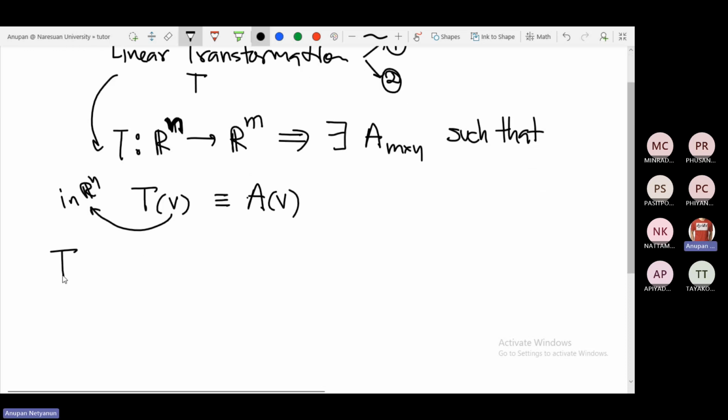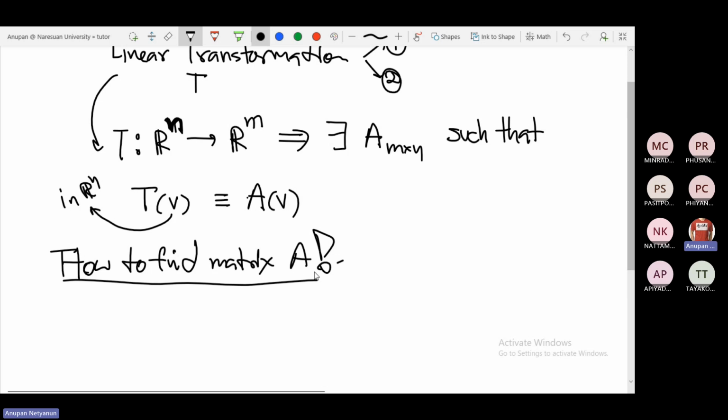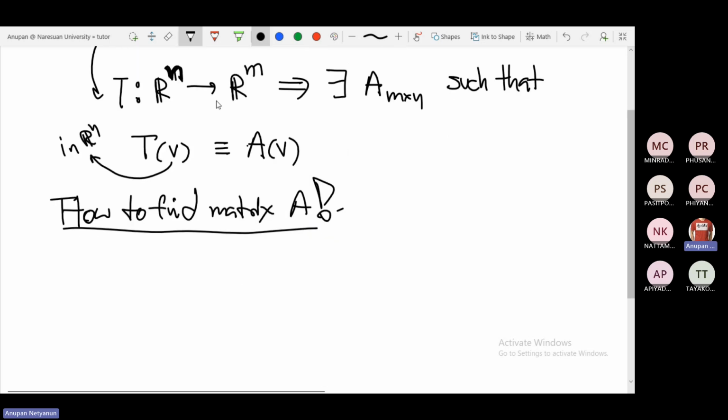Now, the last area that we talked about last time is how to find matrix A. So what we did, when we talk about Rn, you know that the basis is the set of E1, E2 up to En.